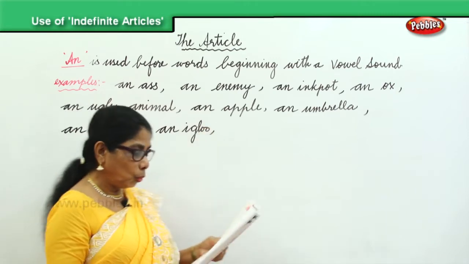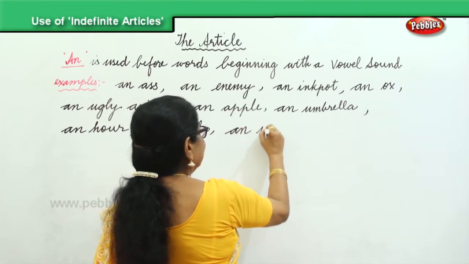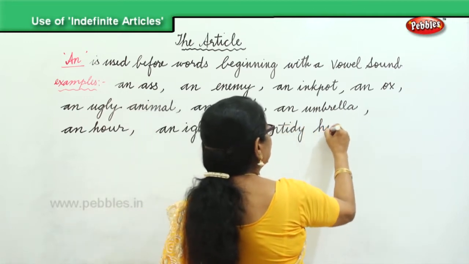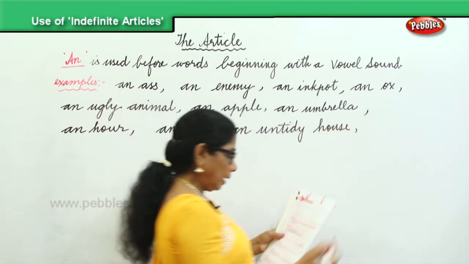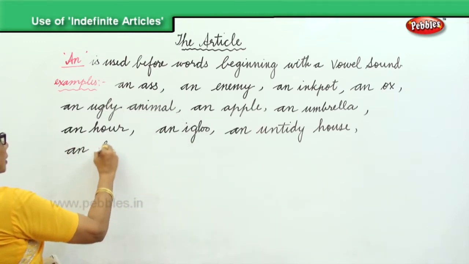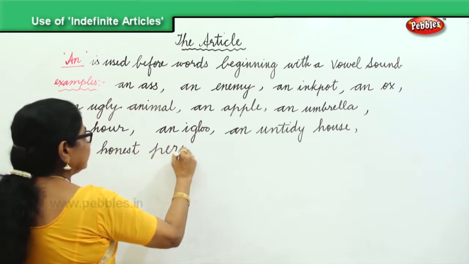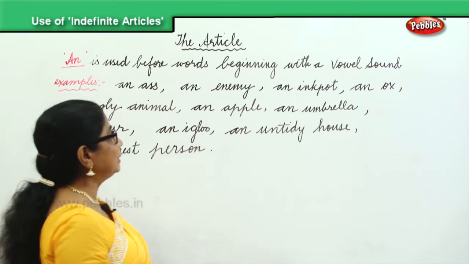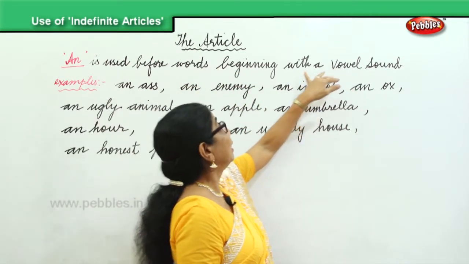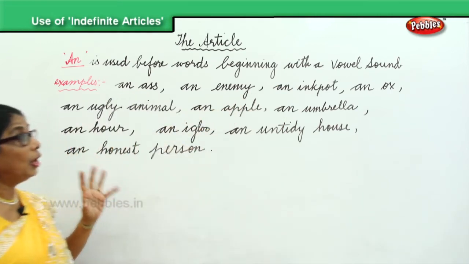An igloo. An untidy house. And then you have an honest person. So in all these cases, an is used before words beginning with a vowel sound.